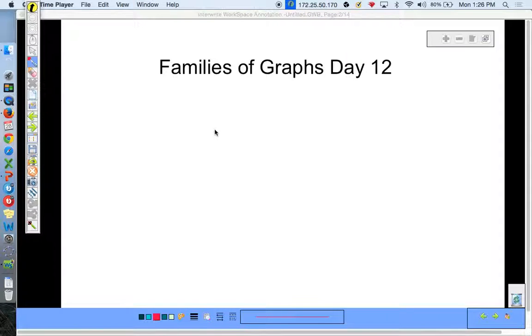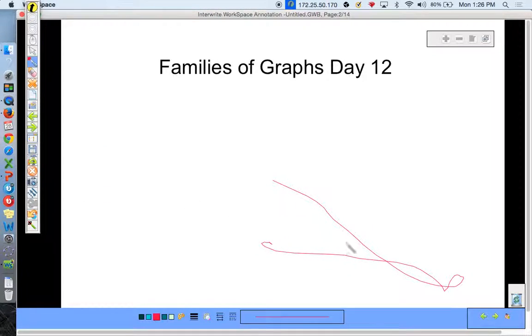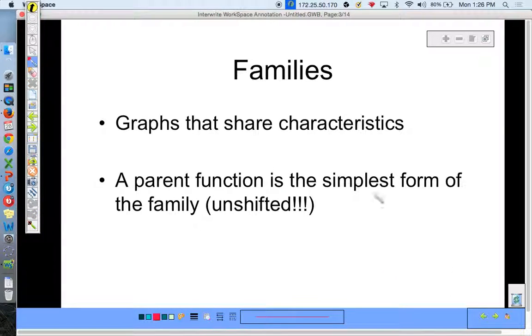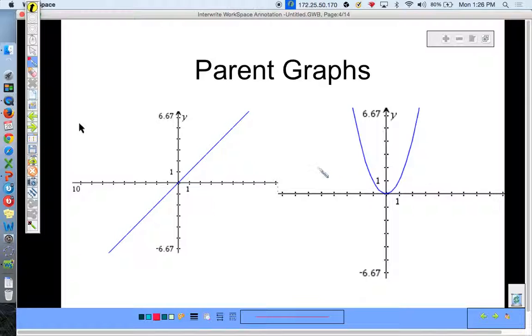Take a look at families of graphs. So we're going to look at those transformations that we've worked on the past couple days, but now take a look at specific graphs here. These families of graphs are graphs that share similar characteristics, and when I refer to a parent graph, that's in its simplest form, so without any shifts. So for example, here are some parent graphs we'll need to know.